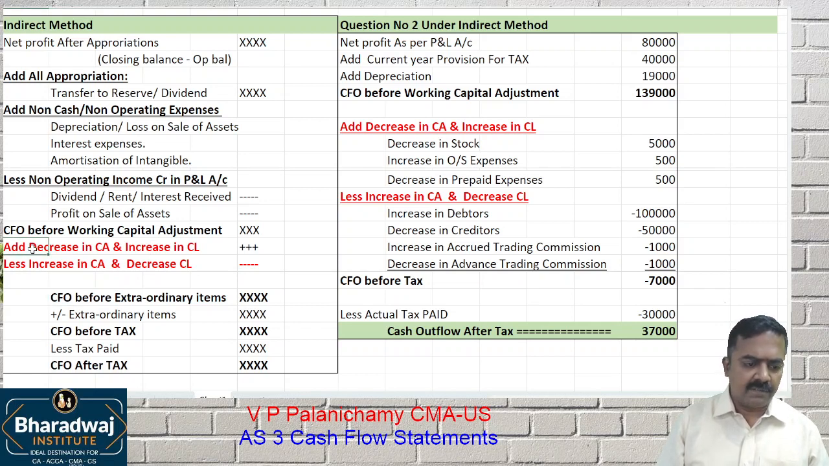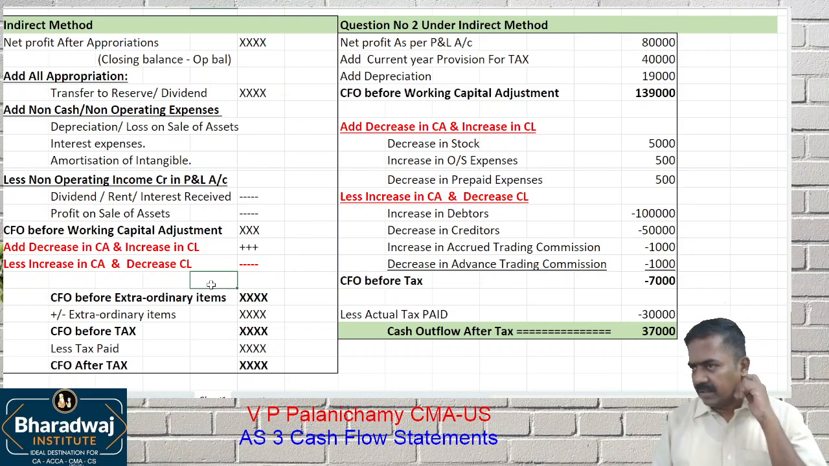You understand the logic of adding a decrease in current asset? Money comes in. An increase in current liability also brings money in. If current asset goes up, we pay cash and purchase it. Decrease in current liability, we pay it. Money goes out.